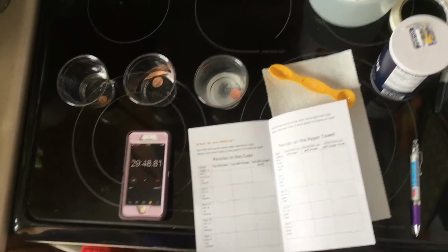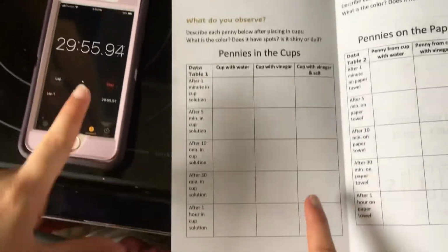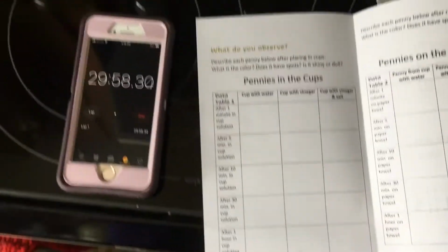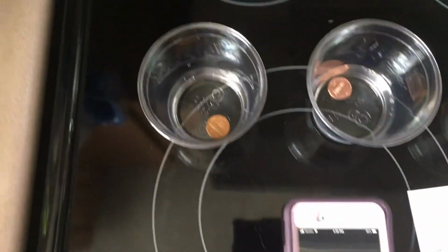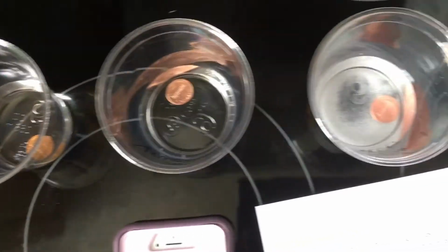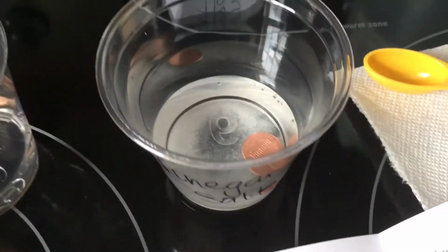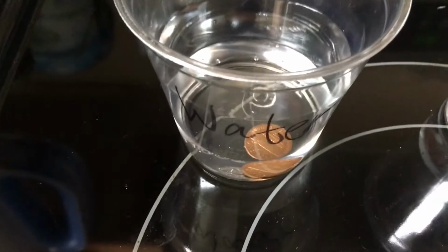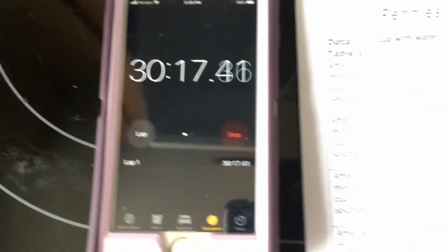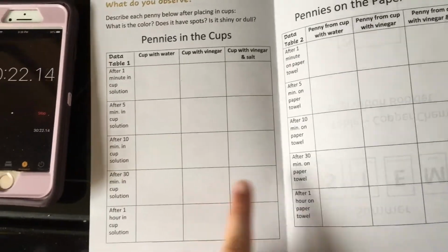So now, as we're ticking back down to 30 minutes, we're filling in these 3 squares. Now that we're almost at 30 minutes, we're going to look at our cups again. Again, water, vinegar, and our vinegar and salt. Anything different about the pennies, what the mixtures look like. And again, now we're filling in these 3 squares.